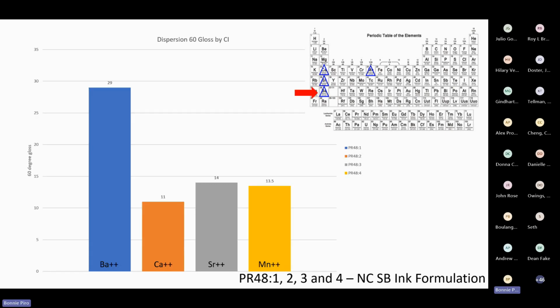Gloss is another important area for inks. In this particular case, we're looking at the 60-degree gloss for each of these color indexes. In this case, the 48.1 does provide a higher gloss level, almost twice as high, although still being a little bit on the lower side. It is much higher than the other three chemistries. So this particular location on the periodic table does make an impact on the gloss.